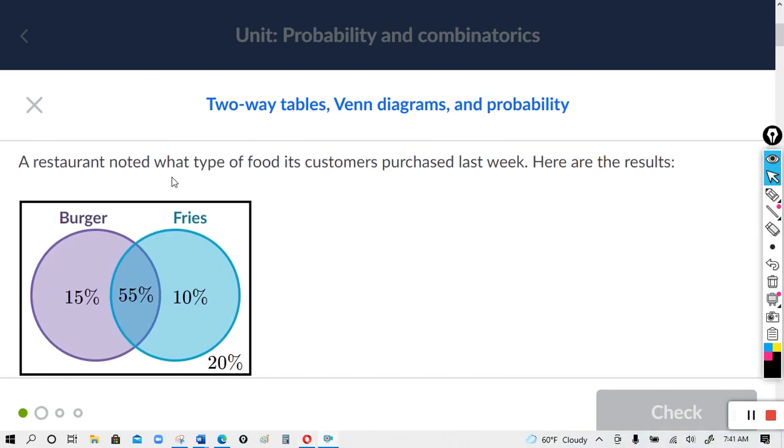So a restaurant noted what type of food its customers purchased last week. Here are the results. You can see the Venn diagram. The purple circle represents burgers purchased. The blue circle represents fries purchased. The part in the middle is the percentage that purchased both. And this 20% here is the percent that purchased neither.